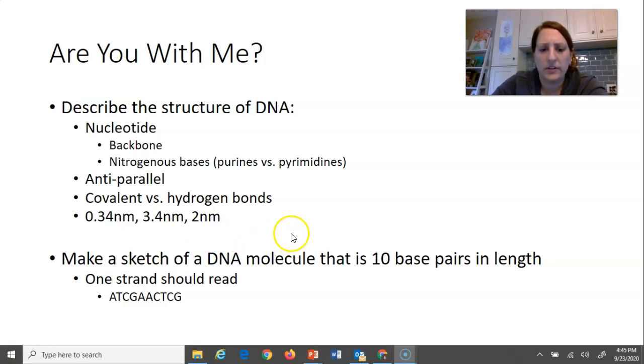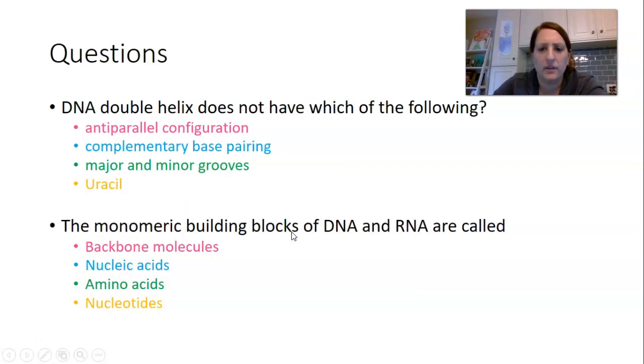Okay, so just a couple of questions for you before we move on. So here's the first one. The DNA double helix does not have which of the following? Does it not have an anti-parallel configuration? Does it not have complementary base pairing? Does it not have a major and minor groove? Or does it not have the nitrogenous base uracil?